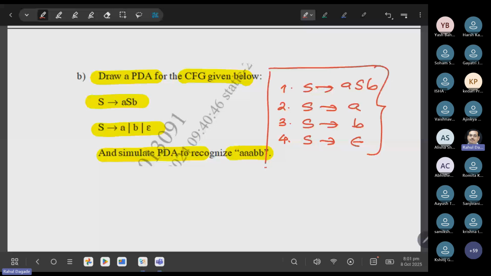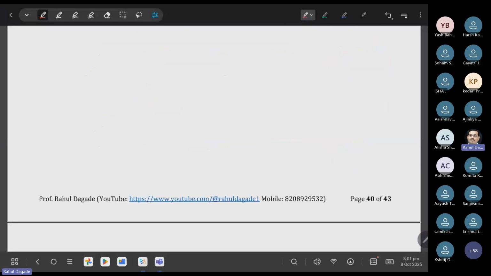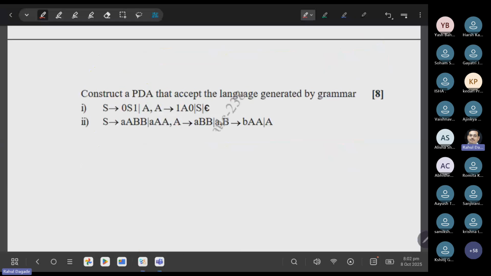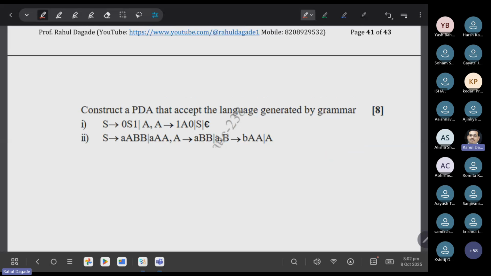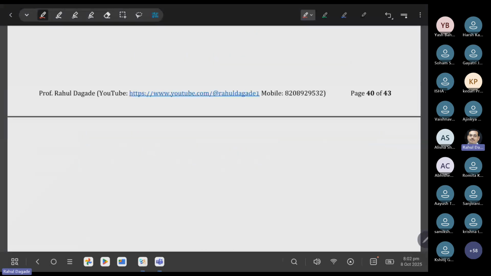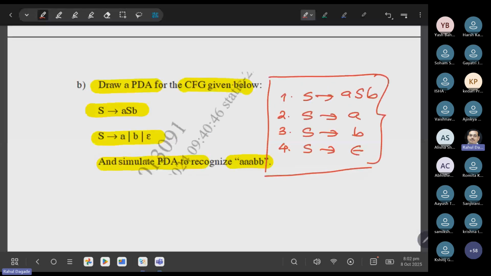Okay, so I leave it up to you now. As a homework, you complete this. So this is how we have completed the push down automata. There is one more problem again with another grammar. It has come in exam for 8 marks. So I'll share this PDF to you. You try to solve these two remaining problems in your notebook.